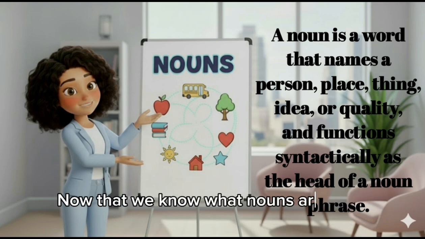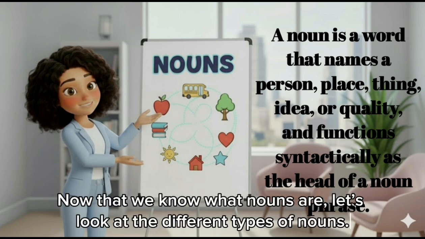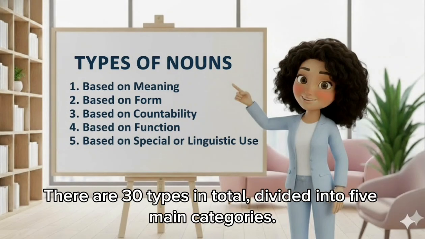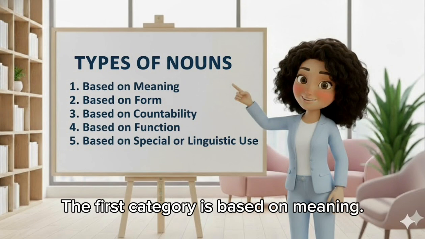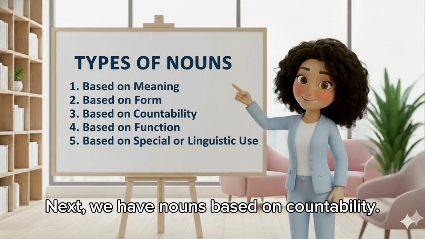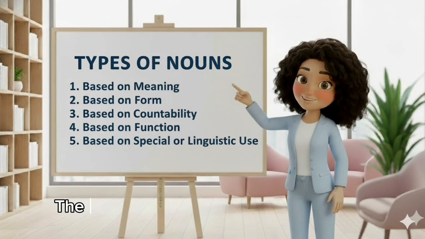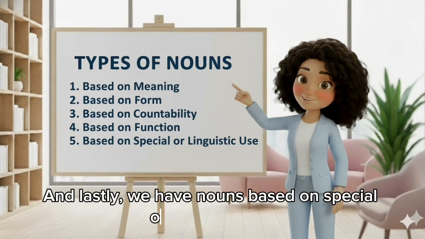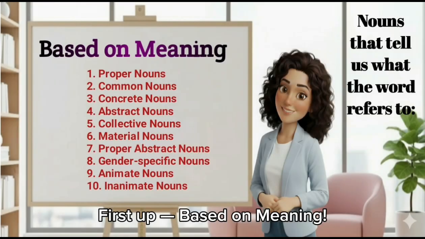Now that we know what nouns are, let's look at the different types of nouns. There are 30 types in total, divided into 5 main categories. The first category is based on meaning. The second category is based on form. Next, we have nouns based on countability. The fourth category is based on function. And lastly, we have nouns based on special or linguistic use.